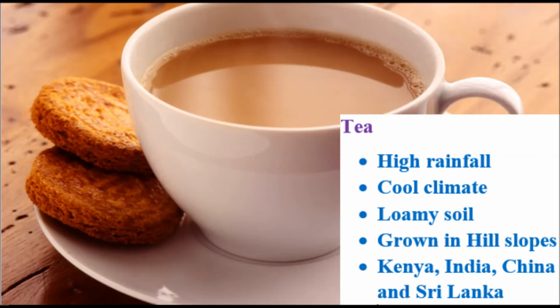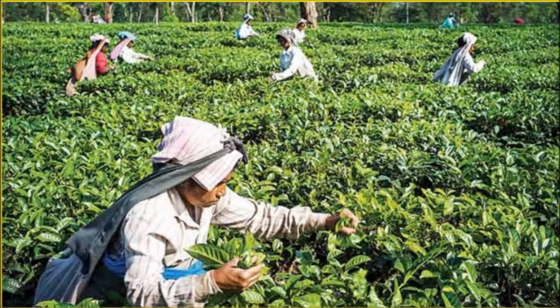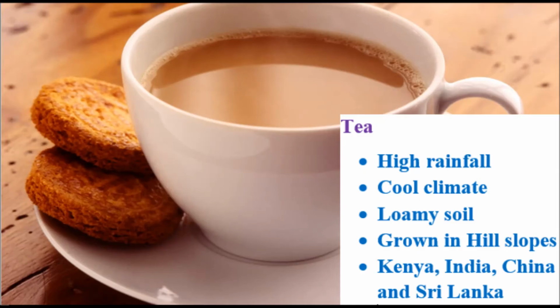Tea is a beverage crop grown on plantations. It requires a cool climate and well distributed high rainfall throughout the year for the growth of tea leaves. It needs well drained loamy soils and gentle slopes. Labor in large numbers is required to pick the tea leaves. Kenya, India, China, and Sri Lanka produce the best quality tea in the world.